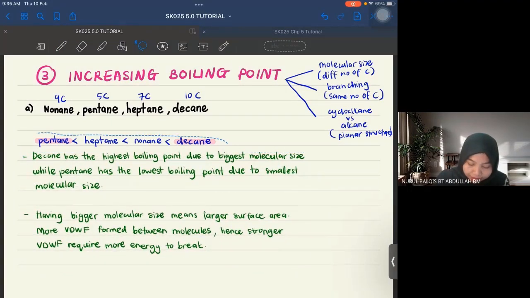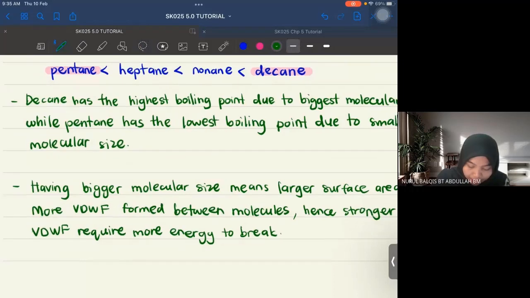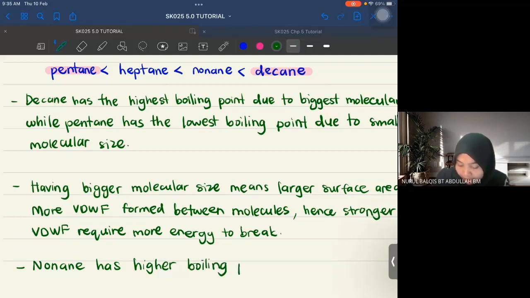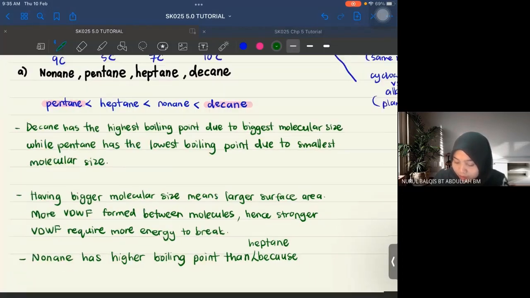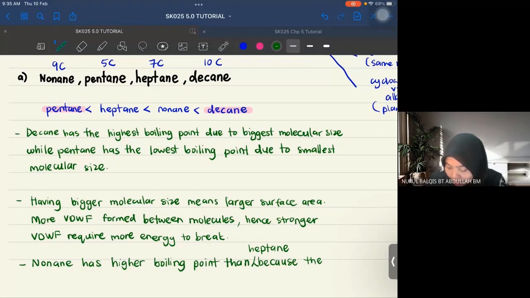Awak boleh kata yang nonin has higher boiling point than heptane because the molecular size is bigger. Dia basically benda yang sama je.